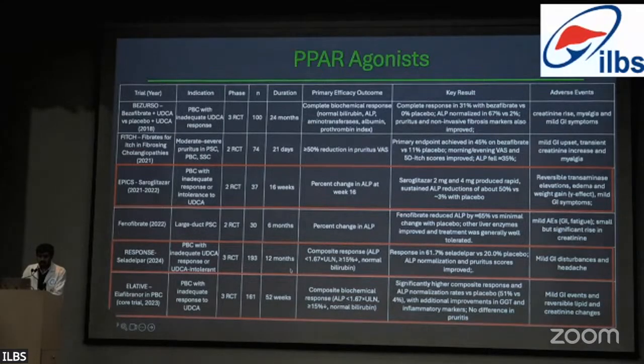Another trial is the ELATIVE trial, which evaluated elafibranor, again for PBC. Over here also with elafibranor, there was a significant response and ALP reduction, 51% as compared to 4%, with additional improvements in the GGT and inflammatory markers. Although this trial did not show any differences in pruritus. It would be noteworthy to say that both the RESPONSE and the ELATIVE trials do not have long-term data on event-free survival.